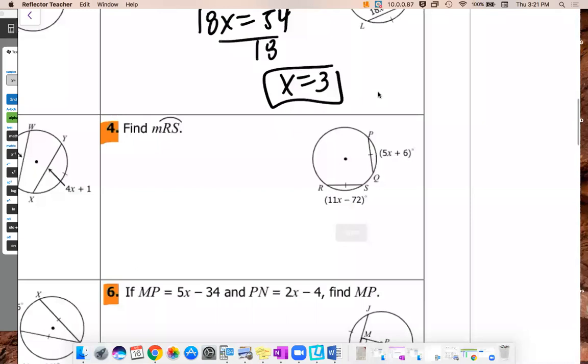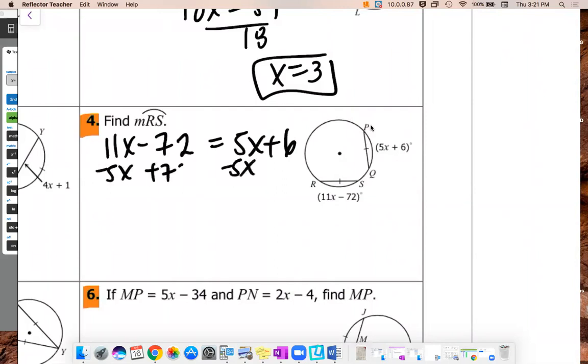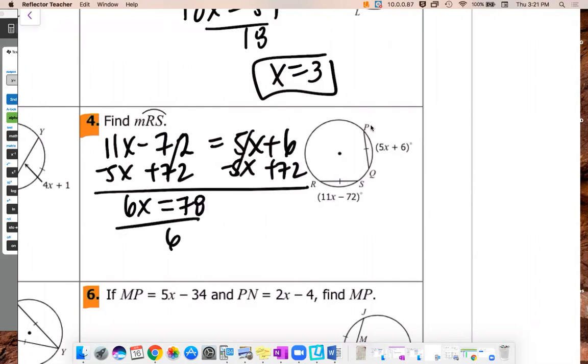And then this one, it wants us to find the measure of RS. So it's taking it just one step further. So you have these two chords that are congruent. So that means that their two arcs have to be congruent. So your first step is making this 11x minus 72 equal to the 5x plus 6. Then you just do some algebra. So cancel, and then you got 6x equals 78. Divide by 6, so x is going to be 13.